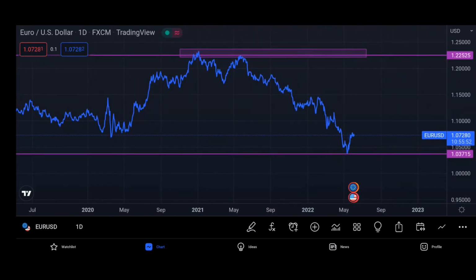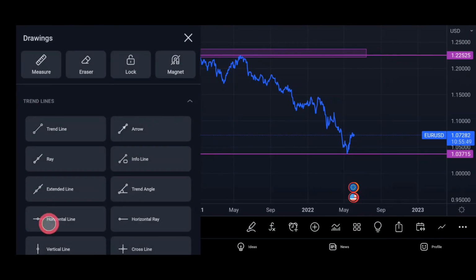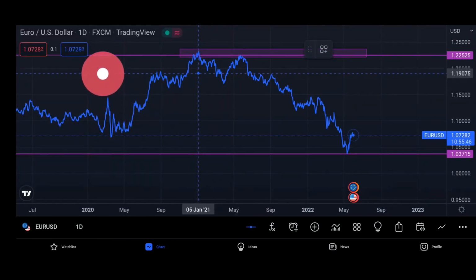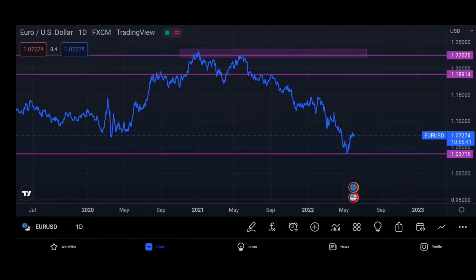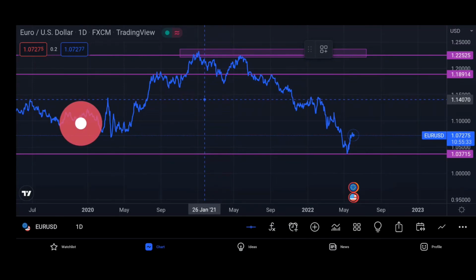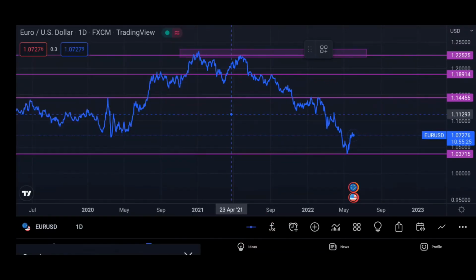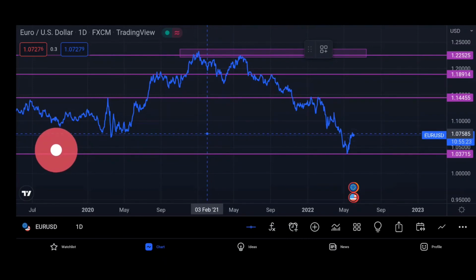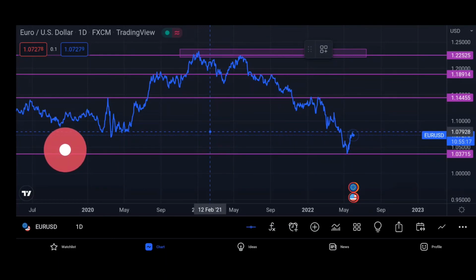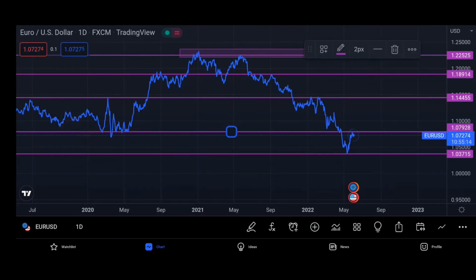Now we have to identify a couple of bounces. As I can see, we have one here, and as you can see, the price is in a downtrend. Let's identify another one. Here we have another major resistance zone, and let's identify another one. Down here we have another zone, another major support and resistance.